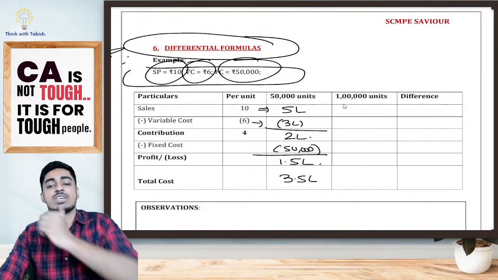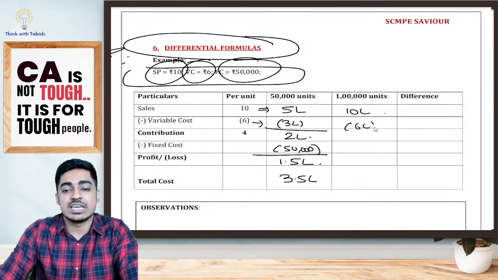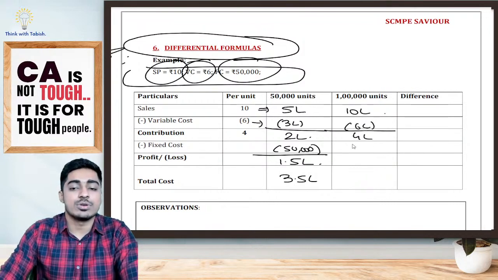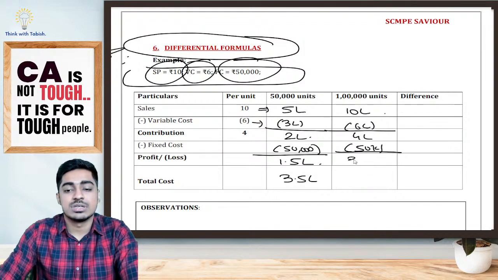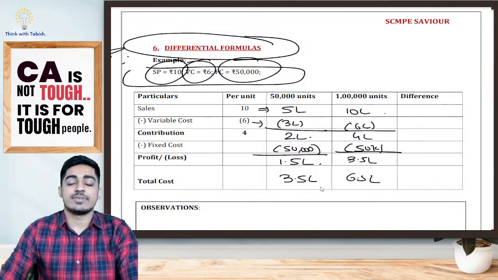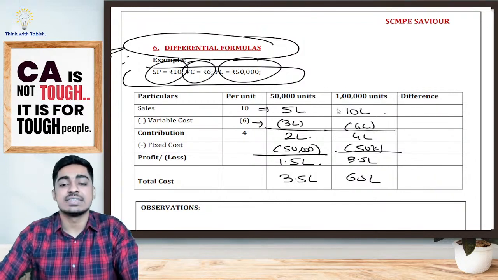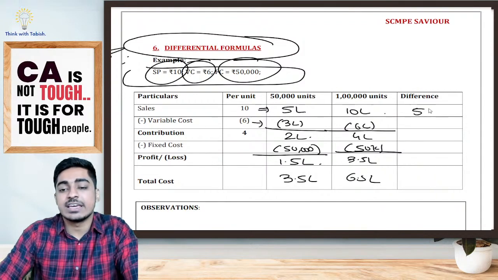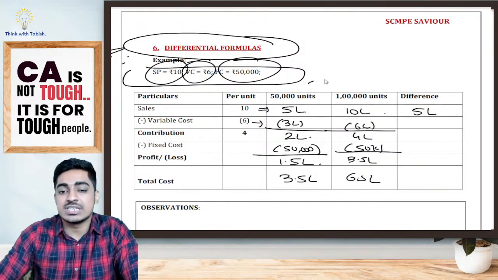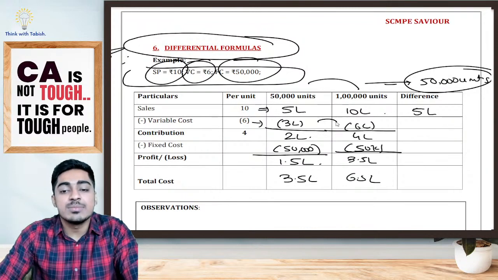Now, second case, if I am selling 1 lakh pens, 1 lakh pen into 10, 10 lakh rupees, 6 lakh will be the variable cost, 4 lakh will be contribution, 50,000 fixed cost, 3.5 lakh will be the profit, and my total cost will be 6 plus 50,000, 6.5 lakh. Now, if we see the difference, by how much a sale has increased by 5 lakh rupees. Yes, when the number of units are increasing by 50,000 units, our sale has increased by 5 lakh rupees.